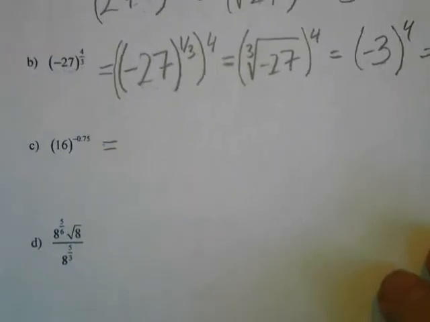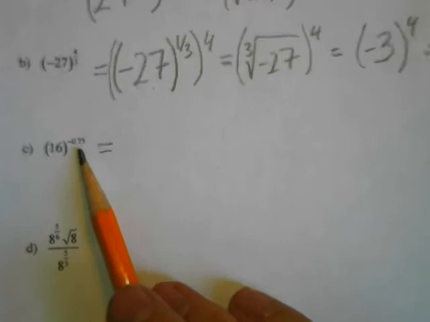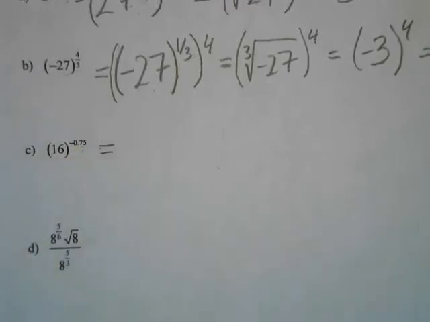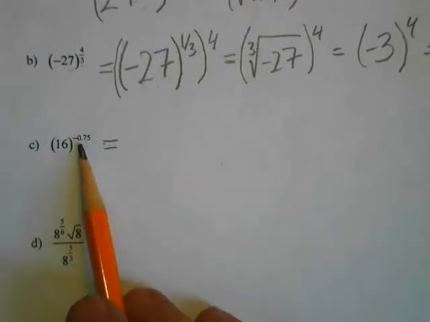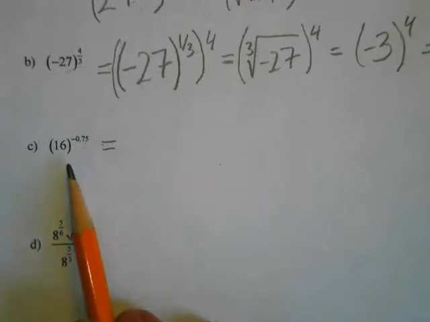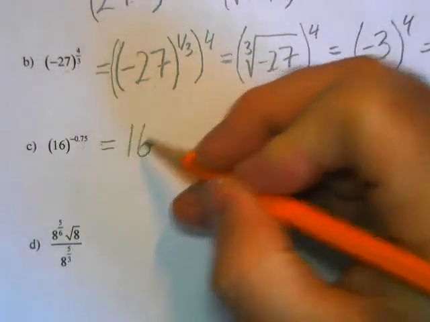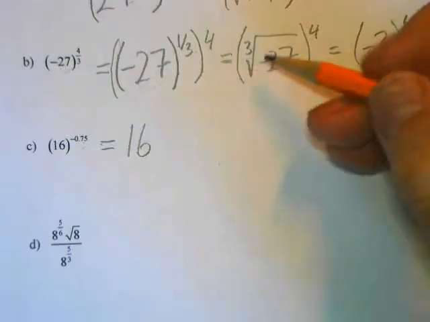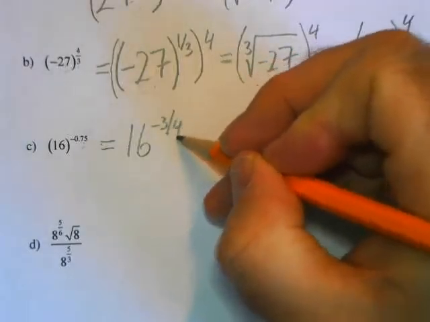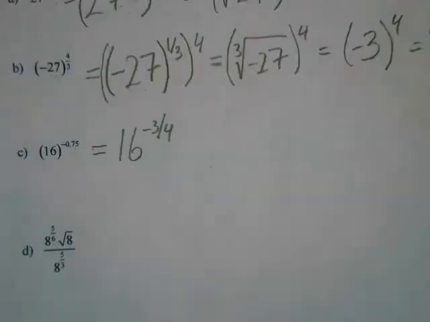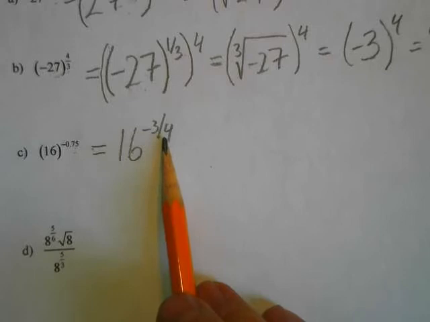Okay, this next one's a little different because we don't have a fraction exponent, we have a decimal exponent. Now, I never talked about, well, what do we do with decimals? Well, what we're going to do to decimals is turn them into a fraction. So 0.75, I could rewrite that as 3/4, so that would be negative 3/4. Okay, and for the first time, we have a negative fractional exponent. So what do we do now?